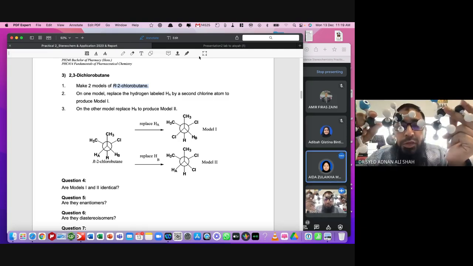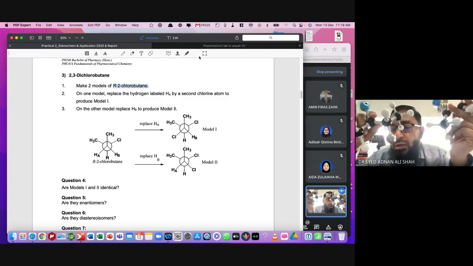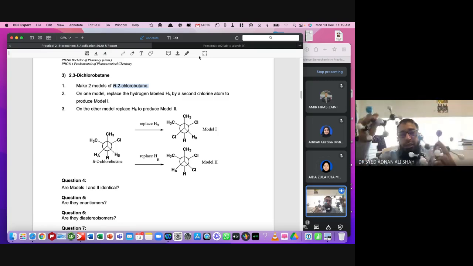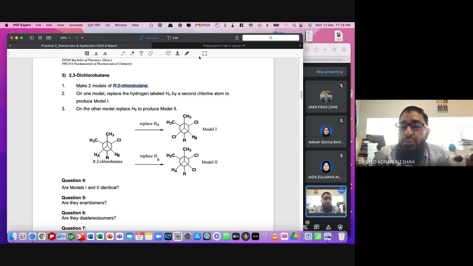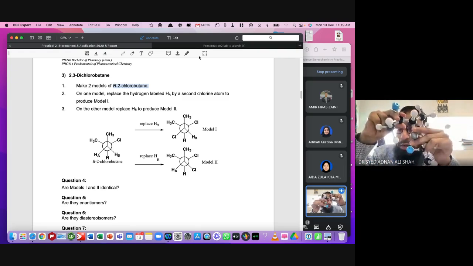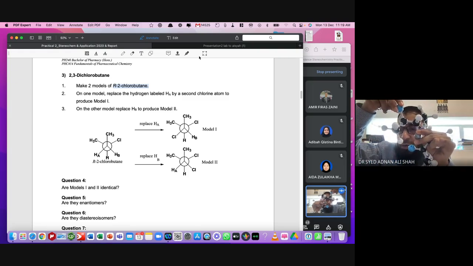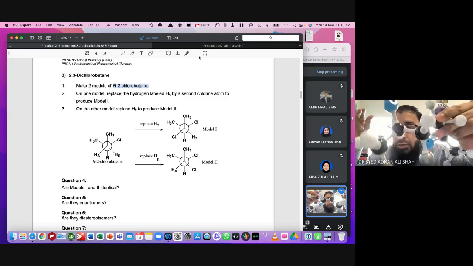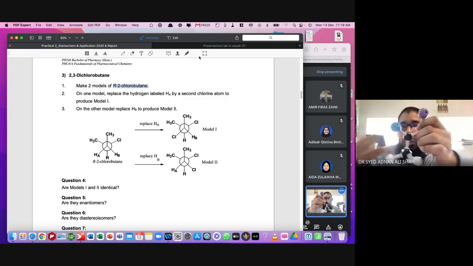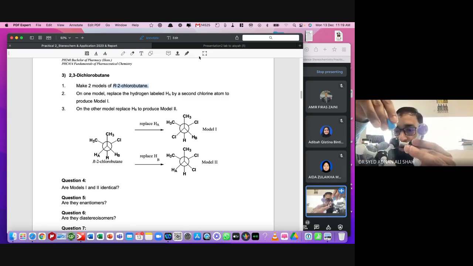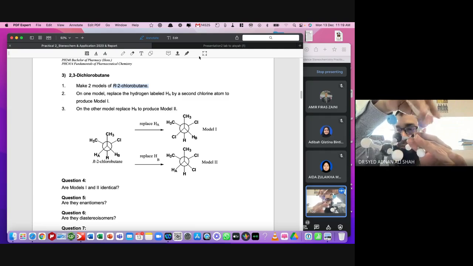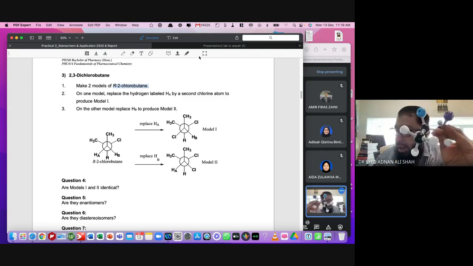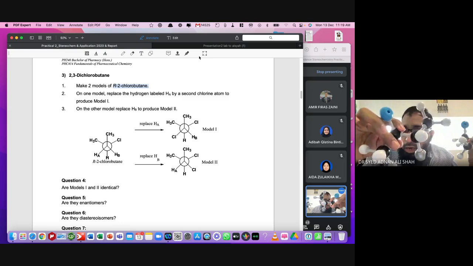Different. Yes, they are different models, because in one we have replaced the Ha, and in the second one we have replaced the Hb. How? You can see in the model very clearly it is stated that you have hydrogen, and one chloride at the top and one chloride at the bottom, like this. In the second one, you can see one chloride at the top, and this is Ha. Replace Ha with the chloride and replace Hb with the chloride.